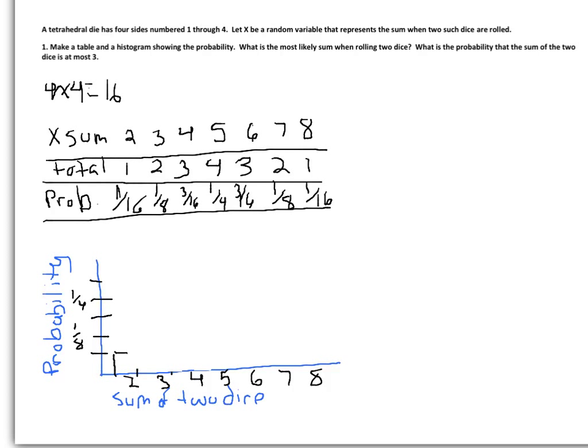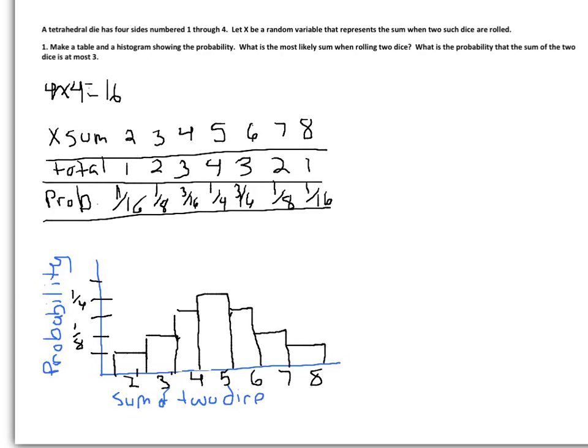The probability of summing a 2 is 1/16. So there's that. The probability of rolling a total of 3 is 1/8. Of rolling a 4, 3/16. Of rolling a total of 5 is 1/4. And then it goes back down. So there's our histogram.